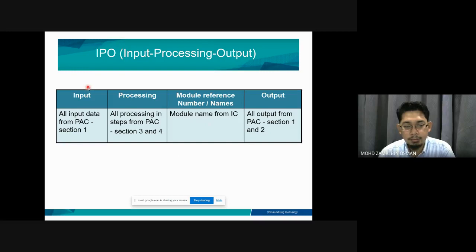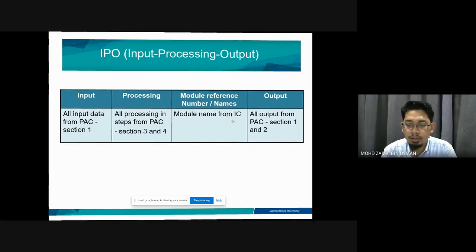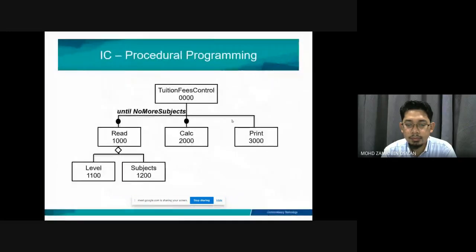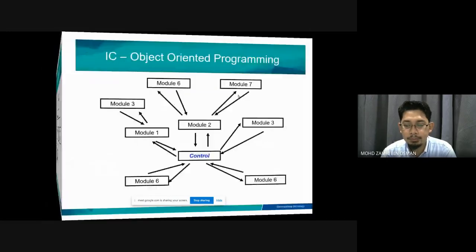Right now, we have the input. Of course, we already talked a lot about input. This is like the data in the previous PAC and IC. And then we have processing. Is there any calculation there? Then the module reference number, module name from the IC. If we look again at the PAC, this one we call read, calculate, print, which is a module name. Tuition fee control here is a module name.